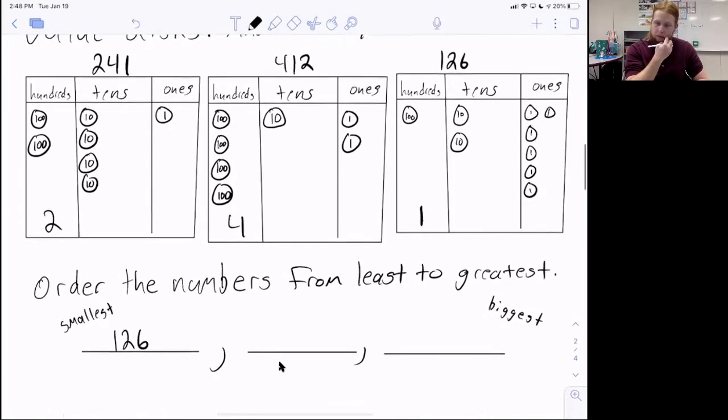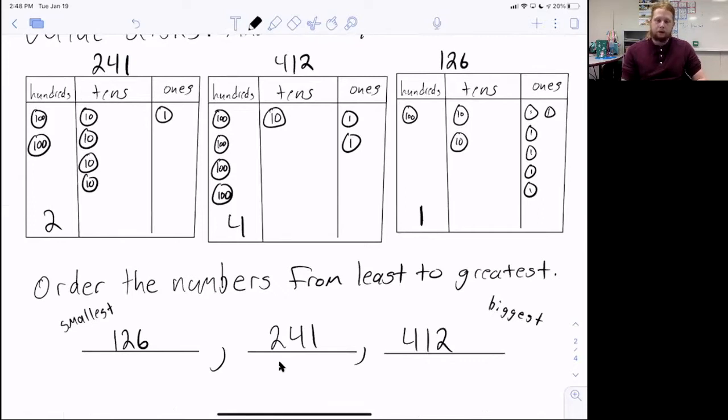What's the second smallest one? 241 with a 2 or 412 with a 4? 241, because 2 is smaller than 4. And that just leaves 412. Awesome. All right, next one.